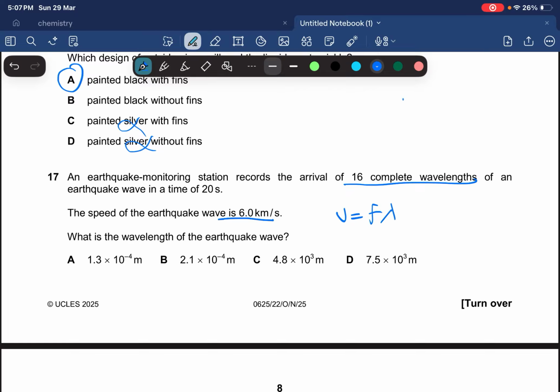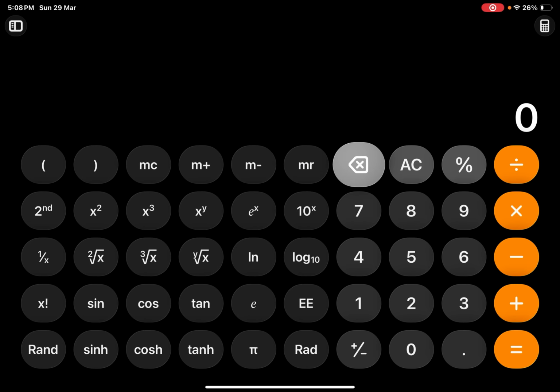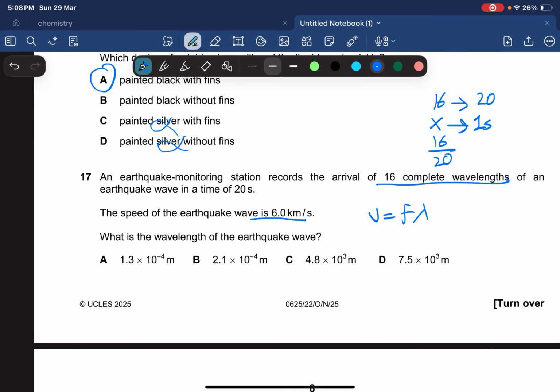Frequency: if 16 complete waves complete in 20 seconds, then in 1 second, how many waves are going to complete? X, that's going to be 16 upon 20. Frequency is going to be 16 upon 20. That gives me 0.8 hertz. So frequency is 0.8 hertz.